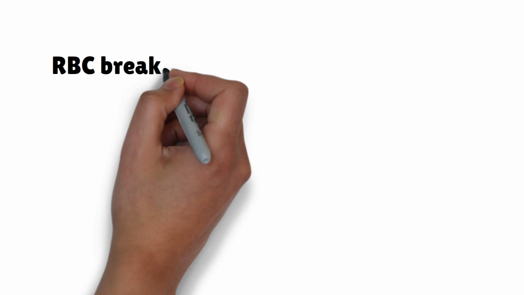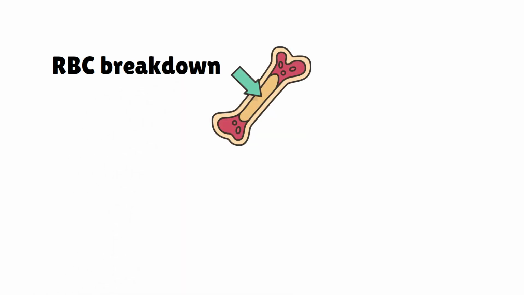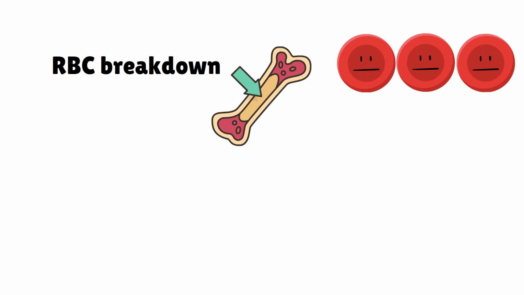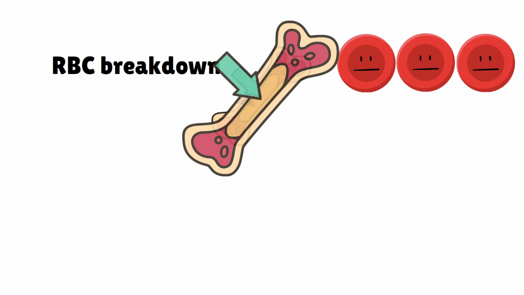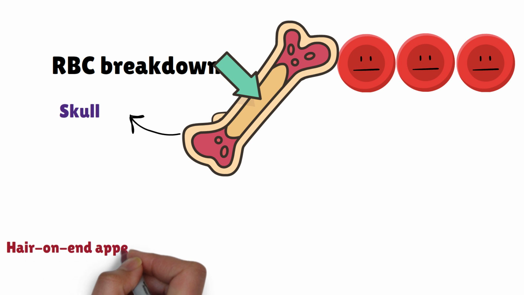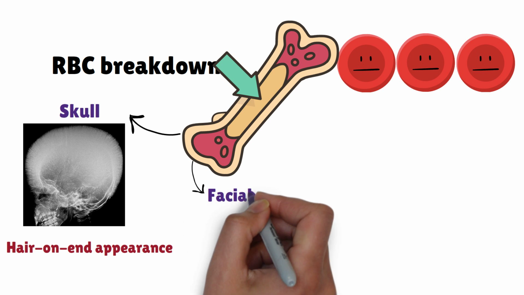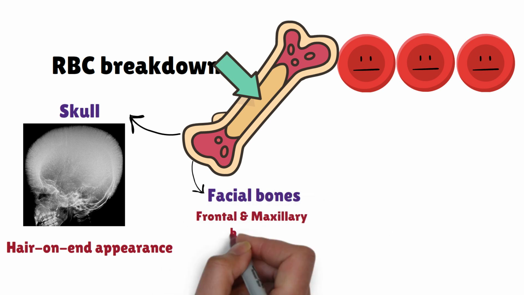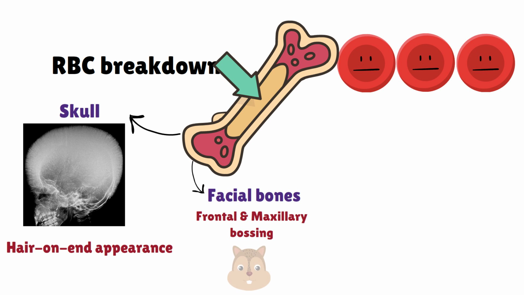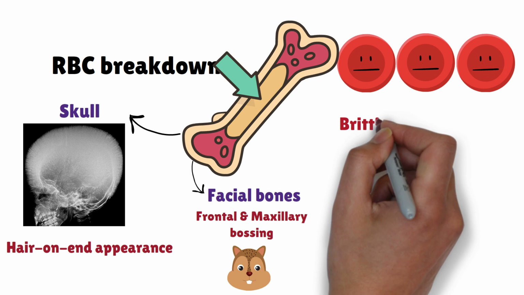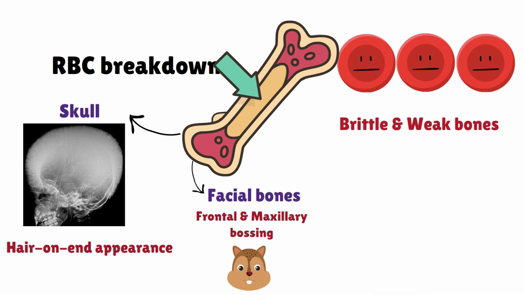This red blood cell breakdown signals the bone marrow to produce more red blood cells. As the bone marrow produces more red blood cells, it starts to expand. Expansion of bone marrow in the skull leads to a hair-on-end appearance which can be seen on a skull X-ray. Expansion of facial bones can cause frontal and maxillary bossing, exposing the upper teeth, which can give a chipmunk appearance to the face. As bone marrow expands, it becomes brittle and weak, increasing the risk of fractures.